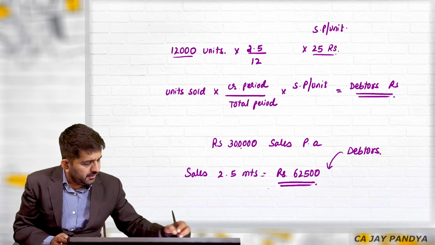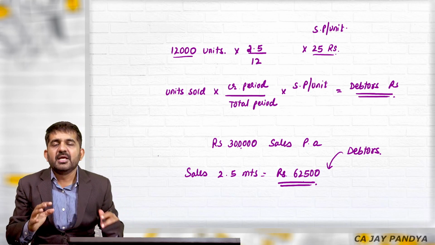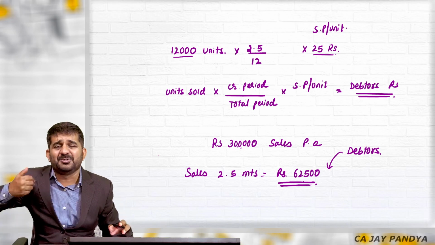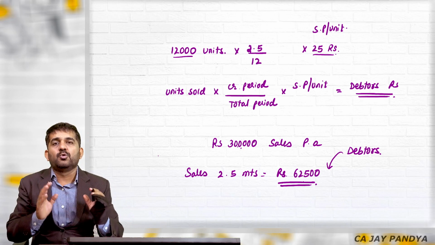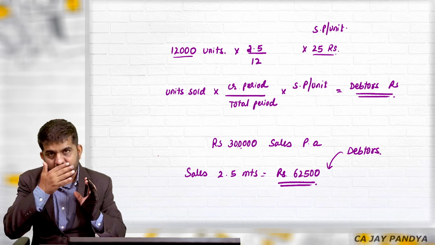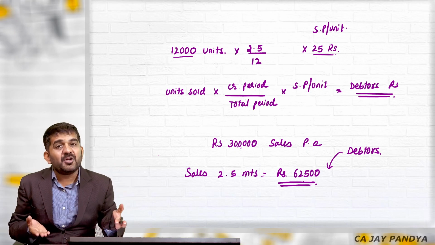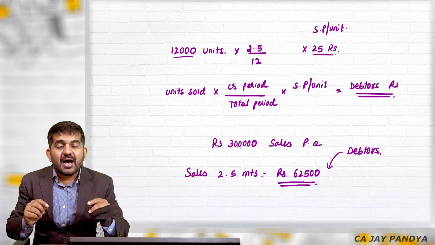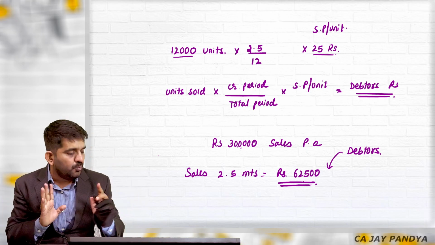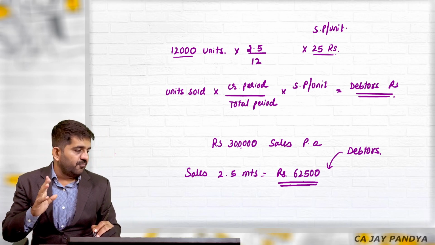So, this 62,500 is a sales of 2.5 months and is going to remain debtors throughout my life. I am never going to receive this money back. If I want to sell goods on credit, I will have to keep invested 62,500 rupees in my business, which will never come back. Sir, if I increase the sales, then my working capital requirement will increase. Why? I am giving money on credit. Something is receivable right now. I am postponing it for 2.5 months. This is nothing but working capital requirement for debtors.